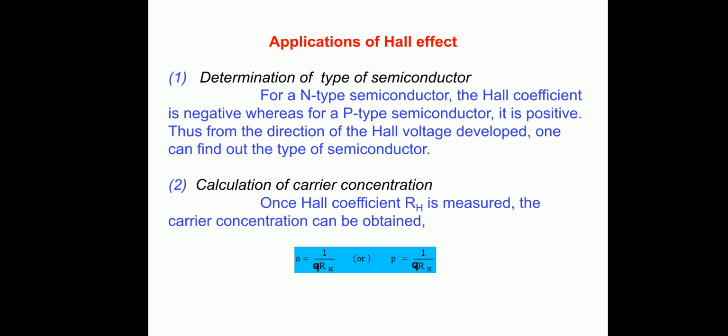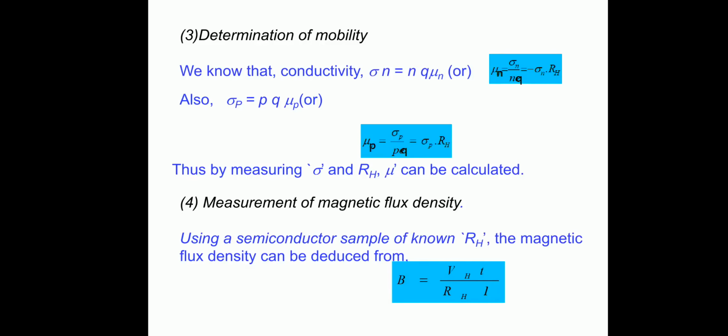And the next application, we can calculate the carrier concentration. That means we can find the carrier concentration of electrons and similarly holes, because n equals 1 by q R_H for N-type material, and p is equal to 1 by q R_H for P-type material. So we can easily find what is n and what is p. So next, if we know the Hall coefficient, we can easily find the mobility of the material. That is, the mobility mu_n is equal to minus sigma_n R_H for N-type material, and mu_p is equal to sigma_p R_H for P-type material.